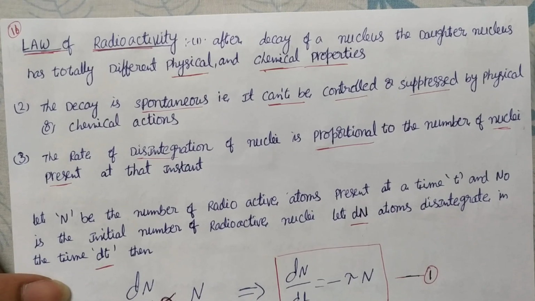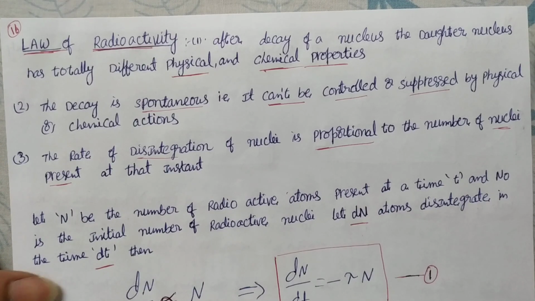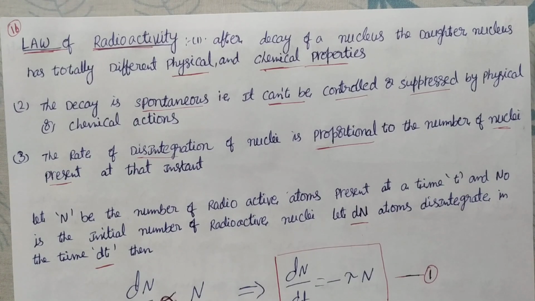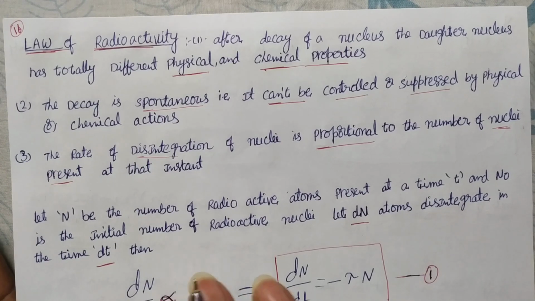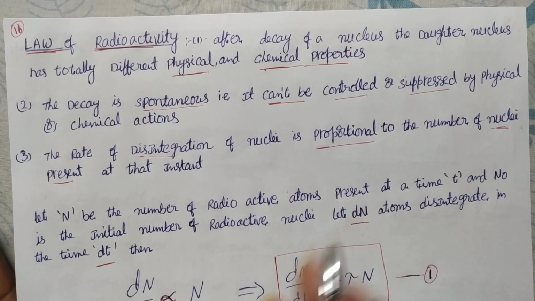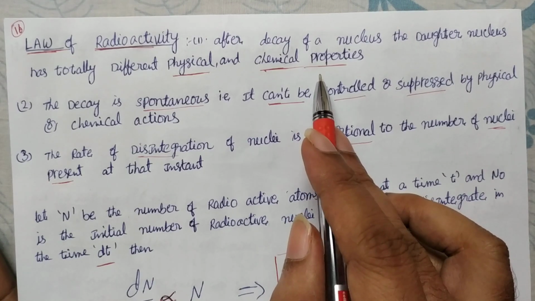Now let's talk about the law of radioactivity. First of all, what is radioactivity? A nucleus called the parent nucleus is converted into another type of nucleus, which we call the daughter nucleus. If a nucleus converts into another nucleus, it has different physical and different chemical properties.